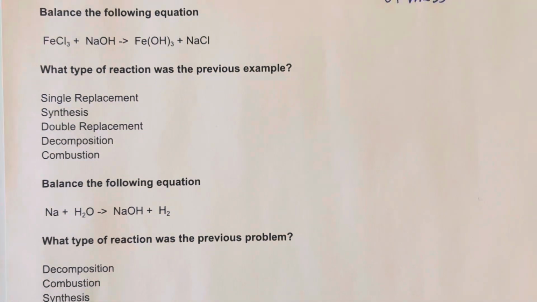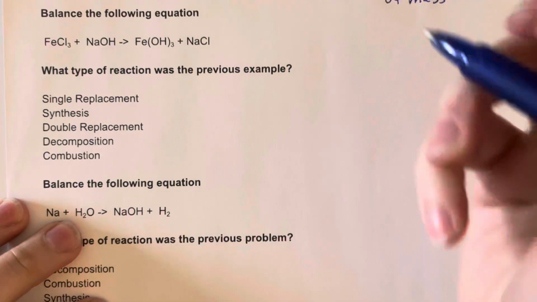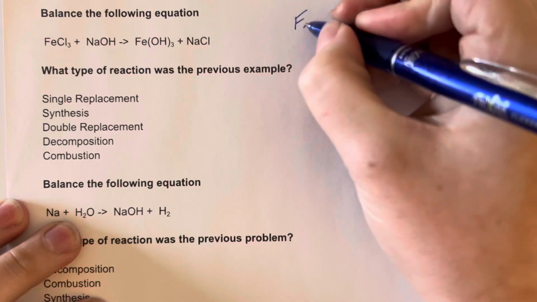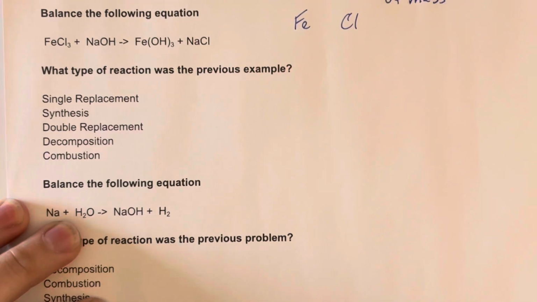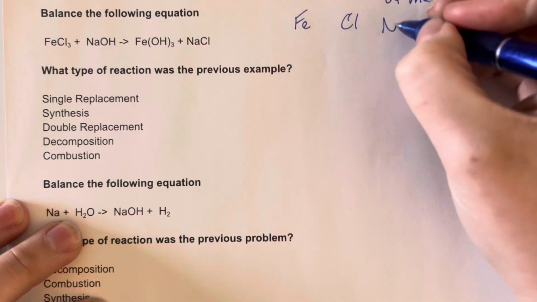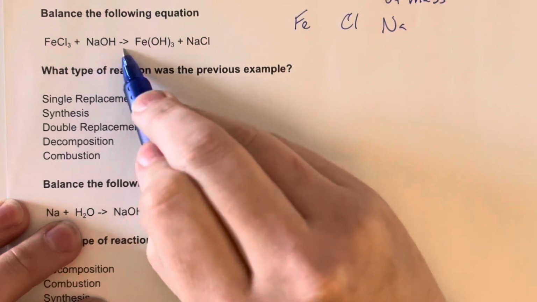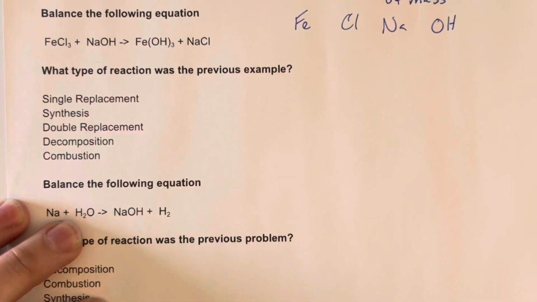Balance the following equation. Iron 3 chloride plus sodium hydroxide goes to iron 3 hydroxide and sodium chloride. So first thing that I'm going to do is identify all of the elements that are within the equation. So I have iron, I have chlorine, I have sodium, and hydroxide makes it through intact, which means that I can count it as a single thing.